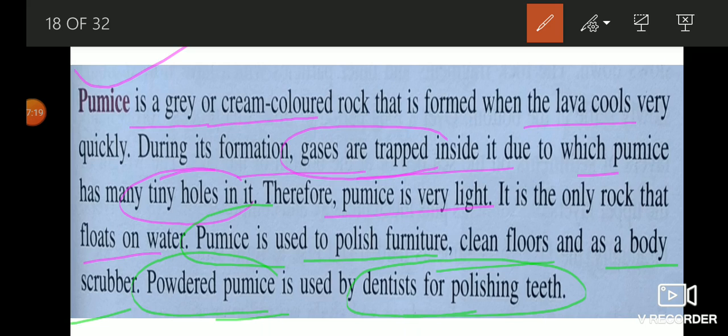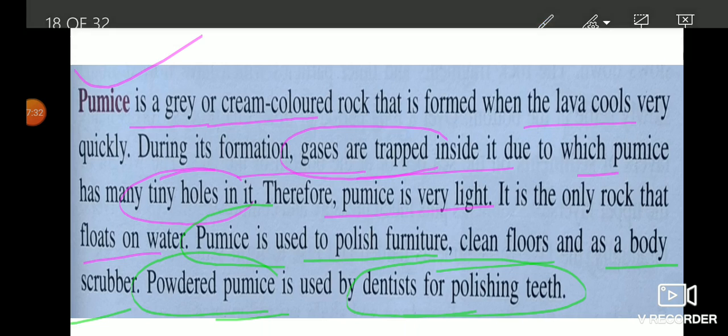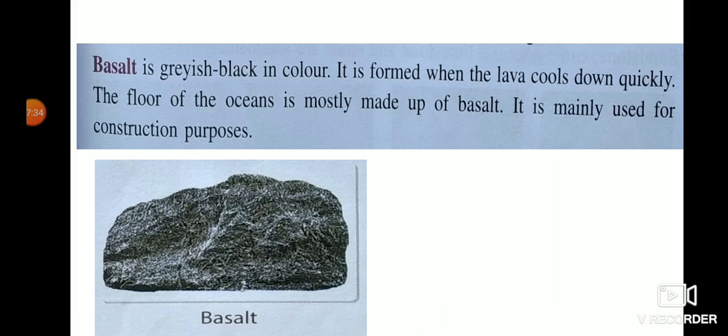Okay, so those doctors are actually known as dentists. So the doctors sometimes use this kind of powdered pumice for polishing our teeth. So these are the uses of the pumice rock. The next category of the igneous rock is actually the basalt.